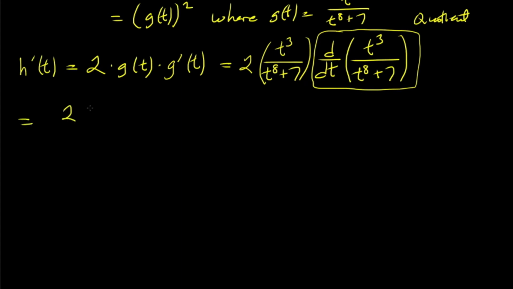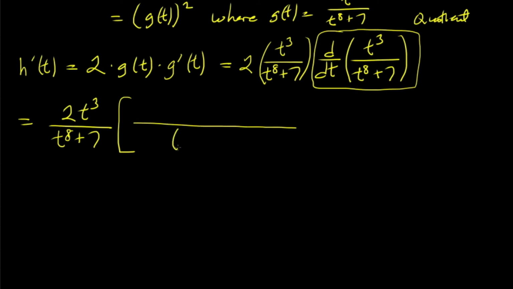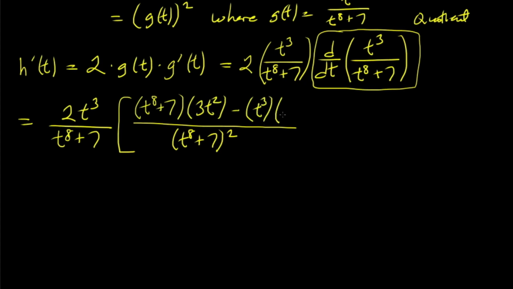So I'll keep the 2, in fact, I'll put the 2 in the numerator, 2t cubed over, I did it again, t to the 8 plus 7. So that's just the first factor here. And now we multiply by the derivative of t cubed over t to the 8 plus 7. So t to the 8 plus 7 squared is in the denominator. And then we have low d high minus high d low. So denominator times the derivative of the numerator is 3t squared minus the numerator, t cubed, times the derivative of the denominator is 8t to the 7 plus 0, right? So the rest is just simplifying.